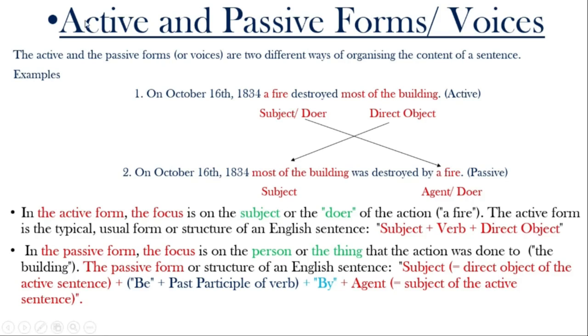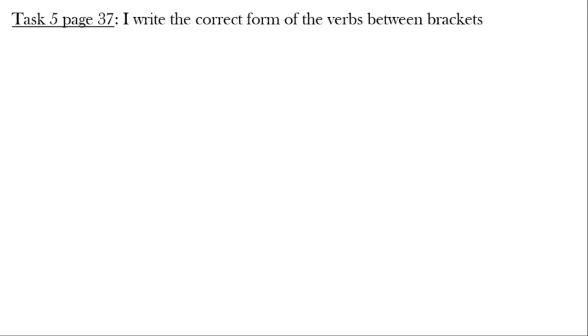Now, to explain more, we need a task so we can practice how to change sentences from active forms into the passive form. And now it's time for the task together. Let's go. Okay, now we shall start our task. Task 5, page 37. Write the correct form of the verbs between brackets.